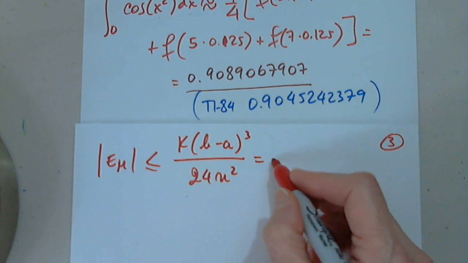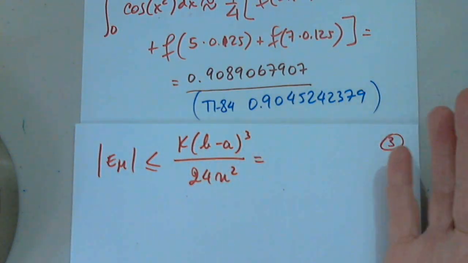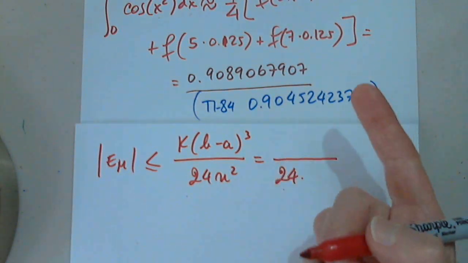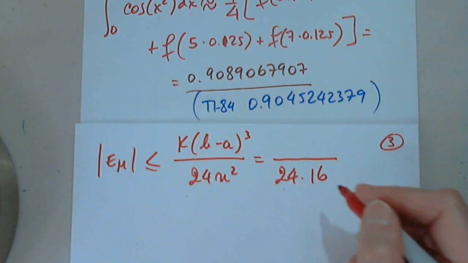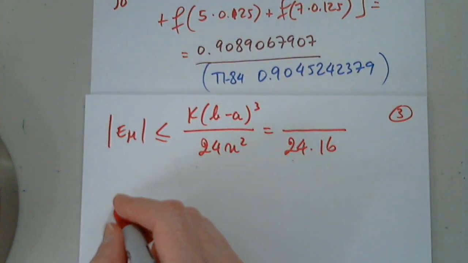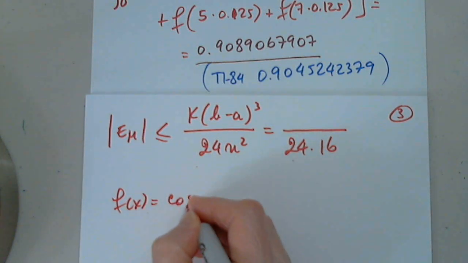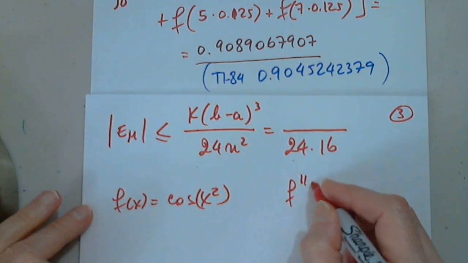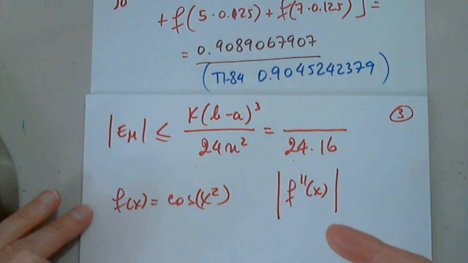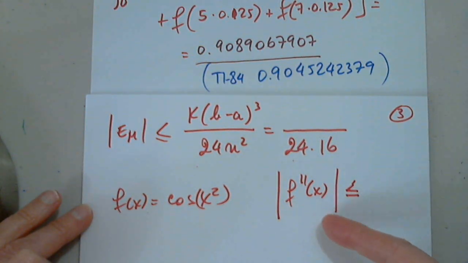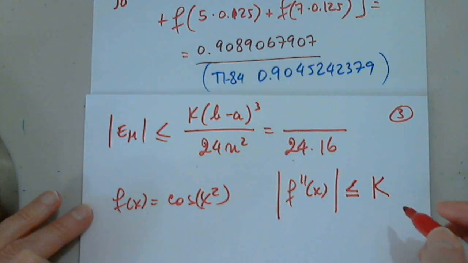We already know that this is 2 minus 1, which is 1. 1 cubed is 1. We already know that the denominator is 24 multiplied by 4 squared. We had 4 subintervals, so this is 16. Let's see how we determine this k. So first, the function is f of x equals cosine x squared. And we need to determine the second derivative, put it in absolute value, and show that the absolute value of this is less than or equal to whatever number we come up with. We'll see in a moment.